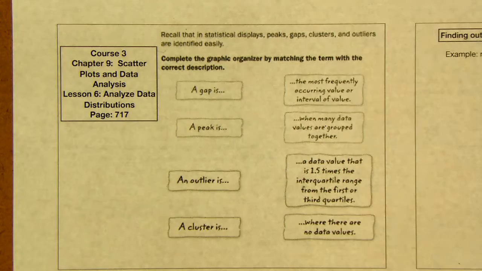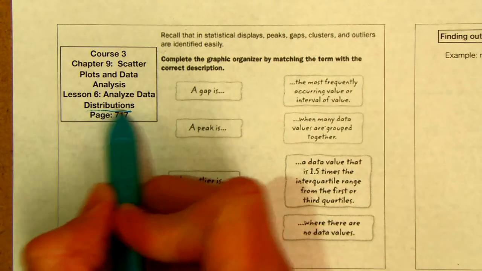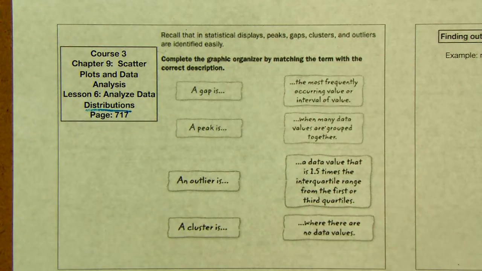Chapter 9, Lesson 6, we are analyzing data distributions. Think about the word distribution. That's what we're going to talk about, how it is distributed. Four major terms that you're going to talk about with every single problem today are a gap, a peak, an outlier, and a cluster.